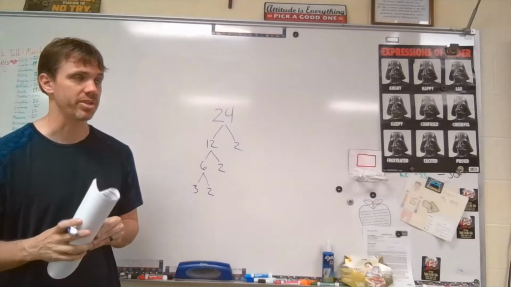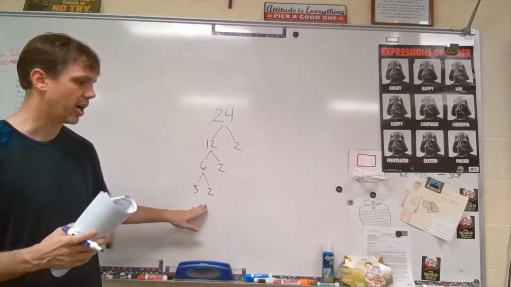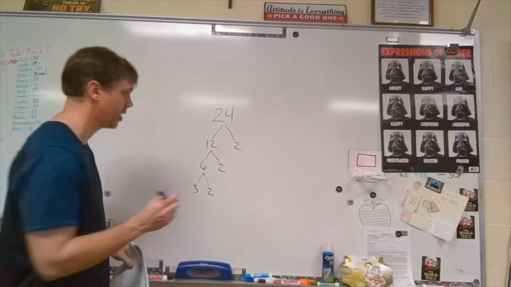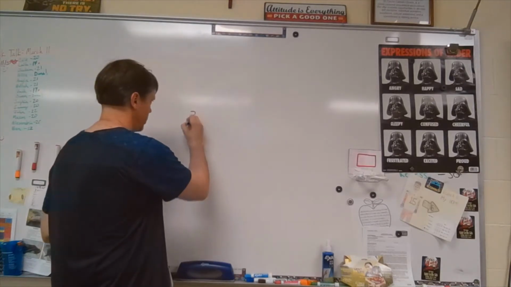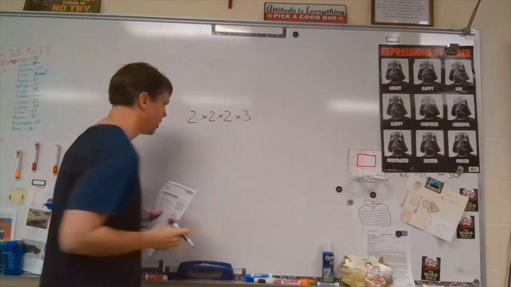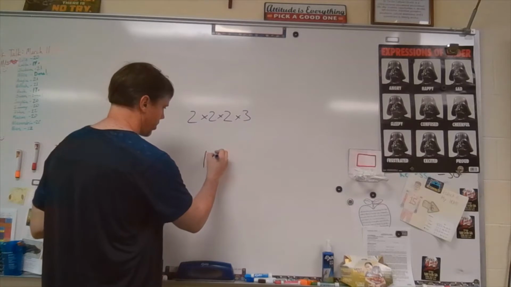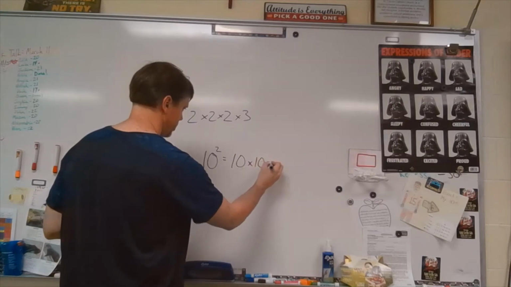Not sure if this will come up in 6th grade. Eventually, they're going to want you to write this using exponents, which we kind of have talked about a little bit, right? So if you remember, I'm going to erase this here. Just remember that it was 2 times 2 times 2 times 3. Okay? So we talked a little bit about exponents, right? 10 to the power of 2 is equal to 10 times 10, which equals 100.